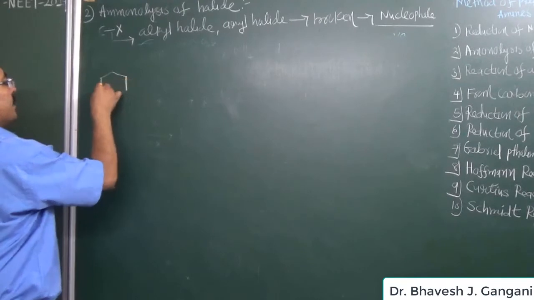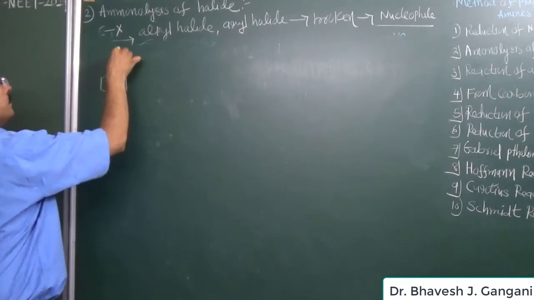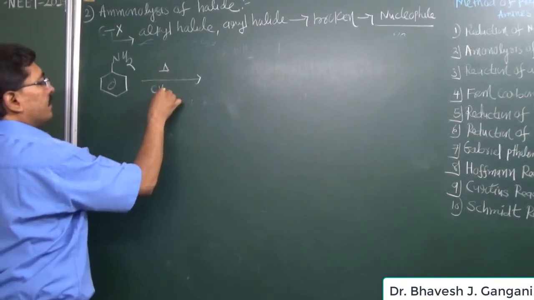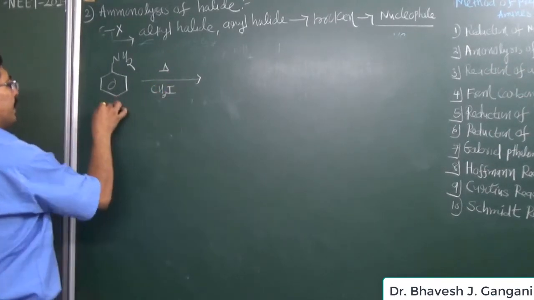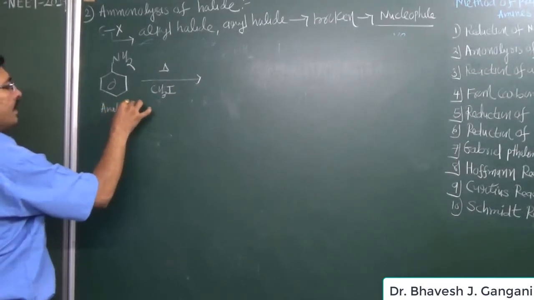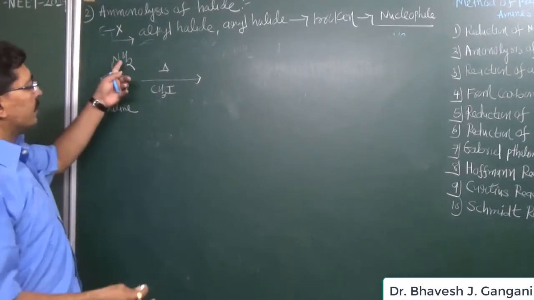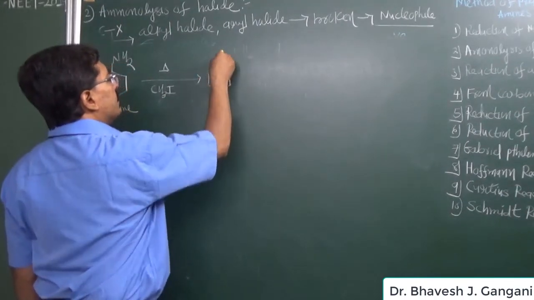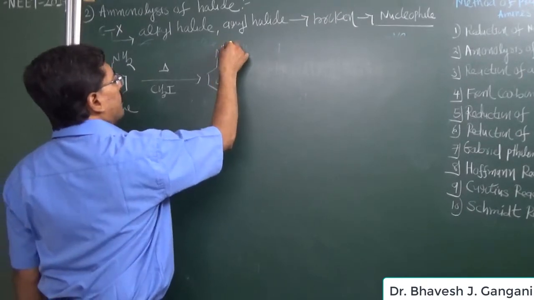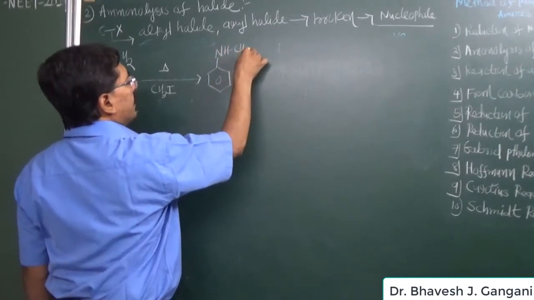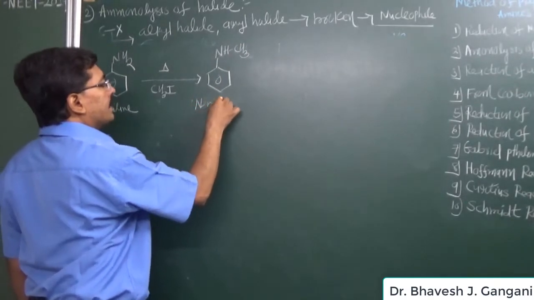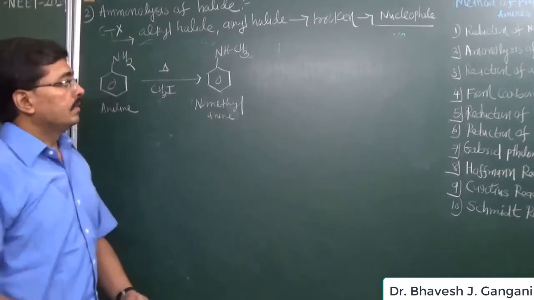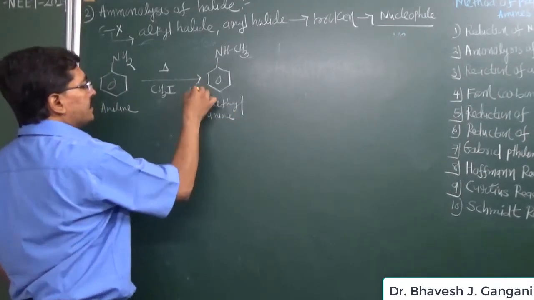Suppose we have this compound, aniline or benzene amine. Now this aniline in a closed vessel is heated with methyl iodide. When aniline is heated with methyl iodide, in the closed vessel the reaction occurs this way: hydrogen combines with iodine and is removed in the form of HI, and as a result we get this structure, which we can name N-methyl aniline. So the N-methyl aniline obtained is which type of amine? Yes, it is a secondary amine.